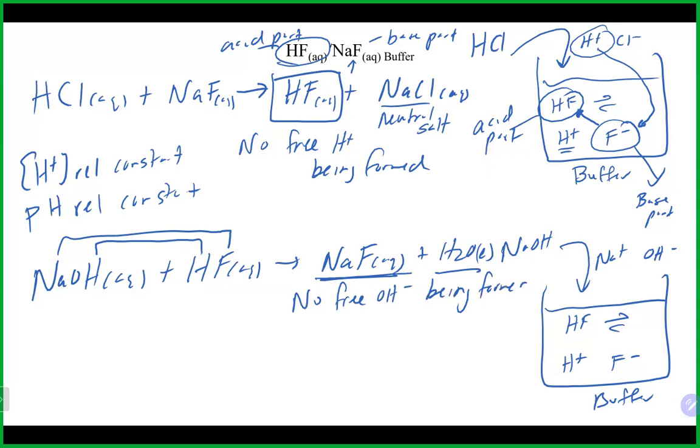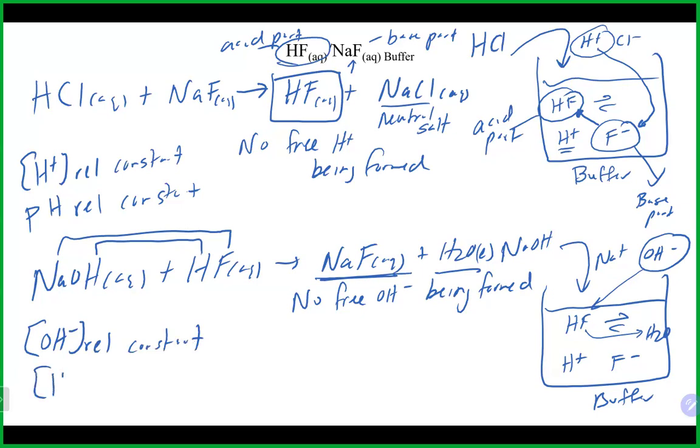And that is because when we add this, the OH- will actually, again, react with the HF and produce, in this case, water. And that means no free OH-. So the concentration of OH- stays relatively constant. And because H+ is tied to that, the H+ concentration will stay relatively constant. And thus our pH will also stay relatively constant.